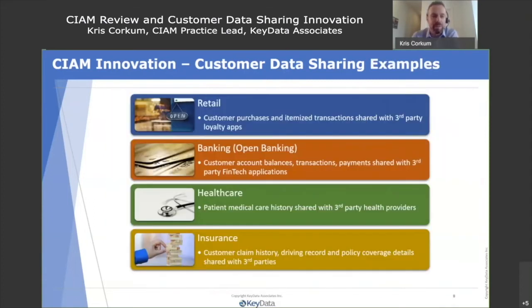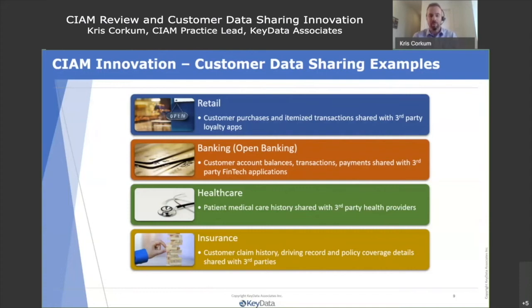So just in terms of some examples of what kind of customer data we're talking about. Customer purchases and itemized transactions in a retail space shared with a third-party loyalty app. Banking, this is really the open banking case where we've got customer account balances, transactions, and payments shared with third-party fintech applications. Healthcare could be patient medical care history shared with third-party health providers. Or in the case of insurance, customer claim history, driving record, and policy coverage details. So I'm sure you could come up with additional examples.